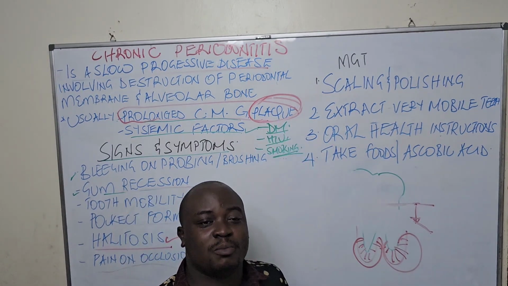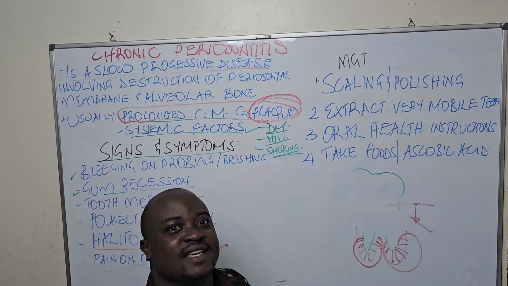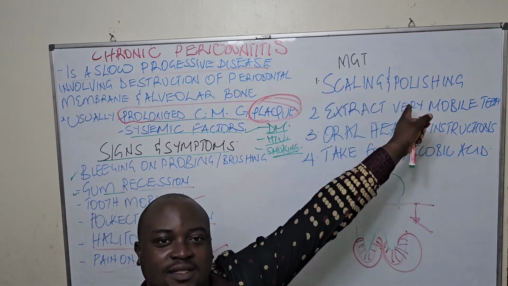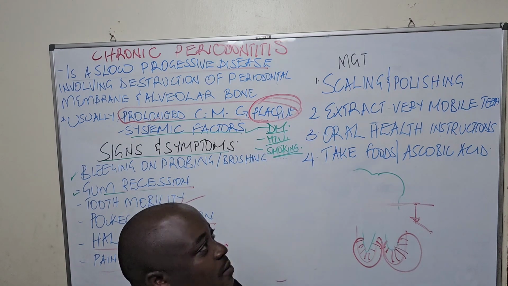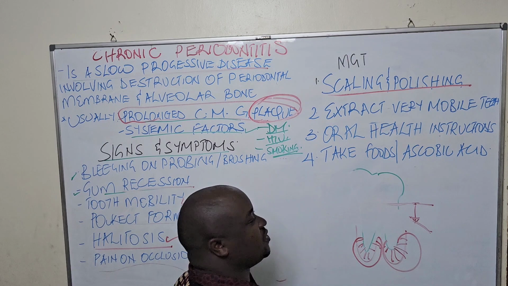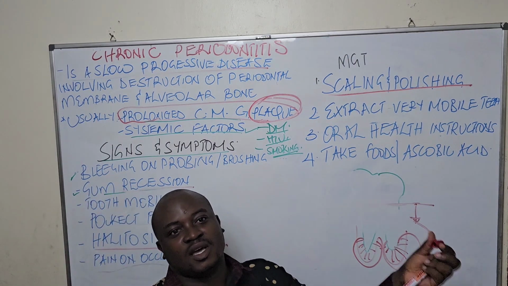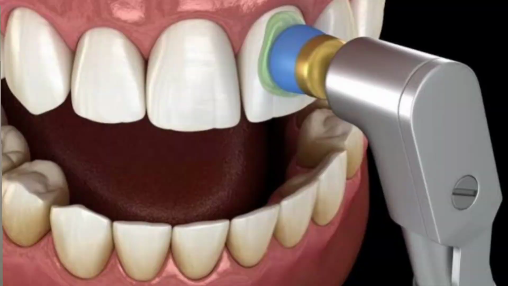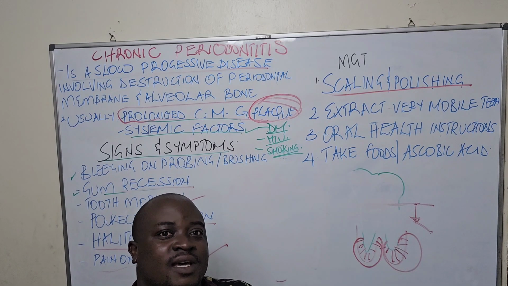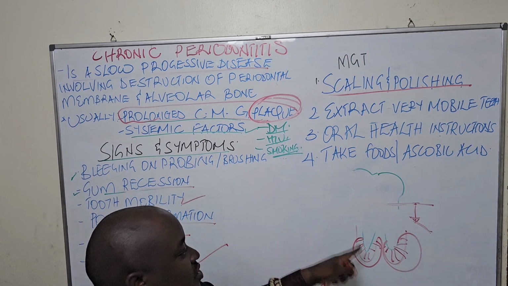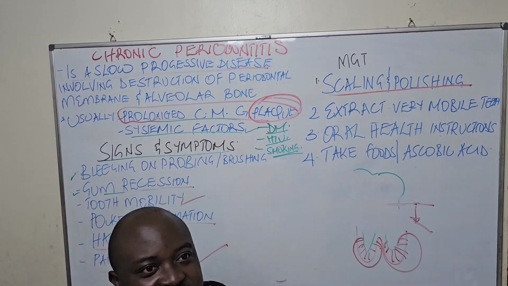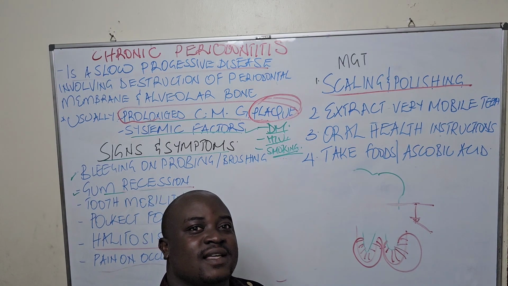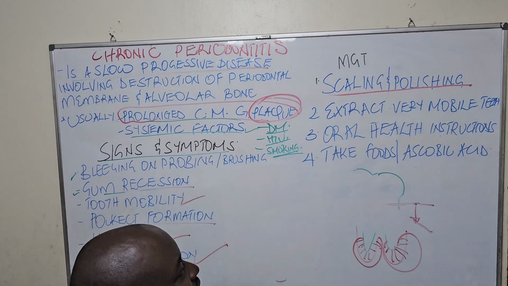So now, we need to remove this. How do you remove plaque? We do it by doing scaling. Scaling is the removal of what? Of calculus. We say the calculus is the hardened plaque. So we remove it by doing scaling and polishing. We can say manual scaling, we can say ultrasonic scaling, whichever type of scaling. What is important here is to remove calculus, which is the causative agent. What is causing all these problems. So scaling is the removal. Of course, polishing is the smoothening of the area where you have removed that dark or hard substance called calculus.